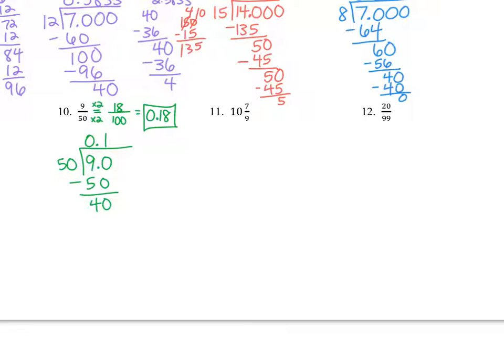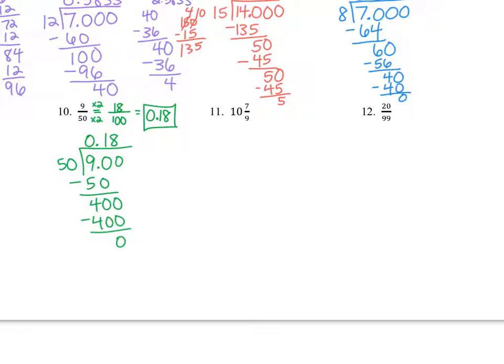Bring down another 0. And now we're looking at how many times 50 goes into 400. And we can see if we ignore the 0 on each of them, we're looking at how many times does 5 go into 40, really. And that's 8 times. So 8 times 50 is exactly 400. And then we can stop dividing. And we get the same answer, 0.18, or 18 hundredths.